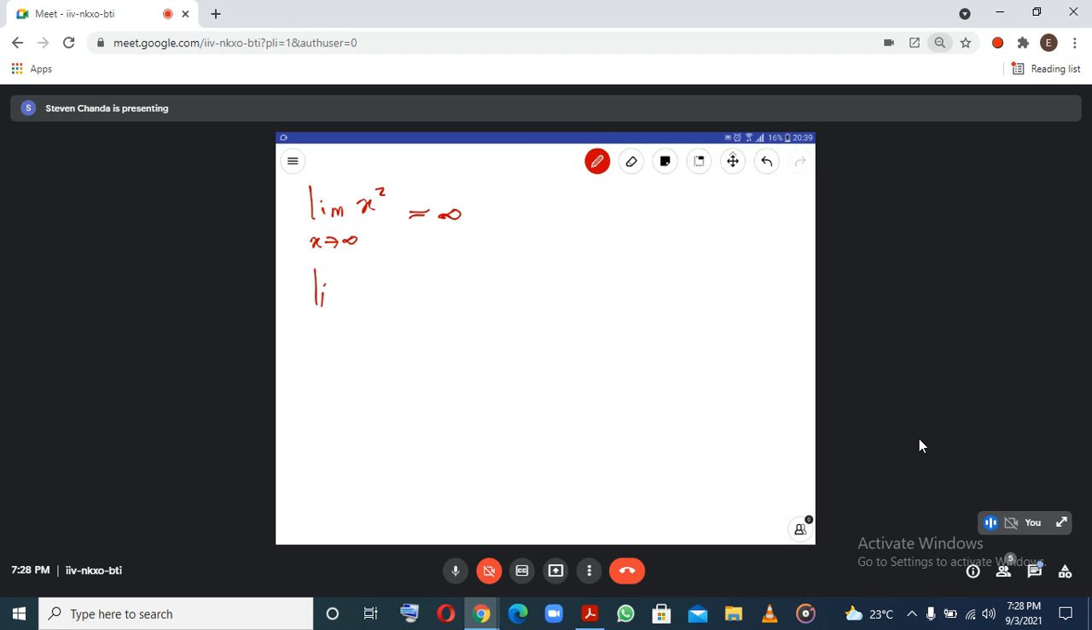Positive what? Positive infinity. And even if we were to say the limit when x goes to negative infinity of x squared, again it's going to be what? It's going to be positive infinity, isn't it? So that's an important point to take note of. And you also want to take note of this. And why am I putting this? It's because these are the common things that you'll be able to find.